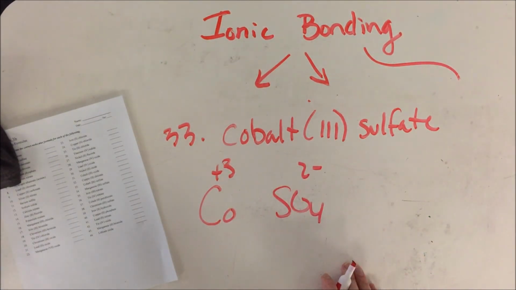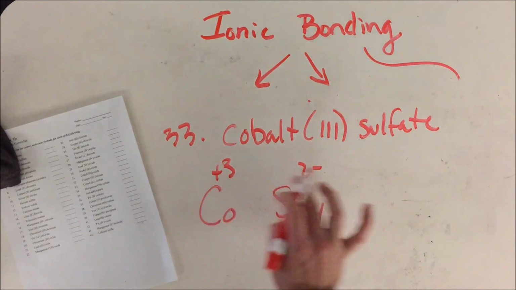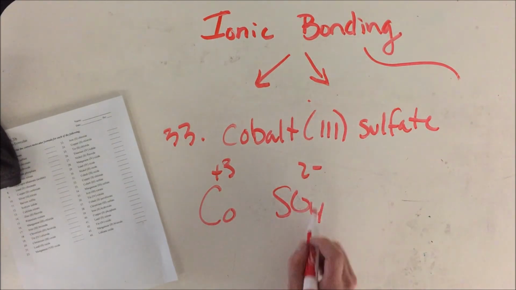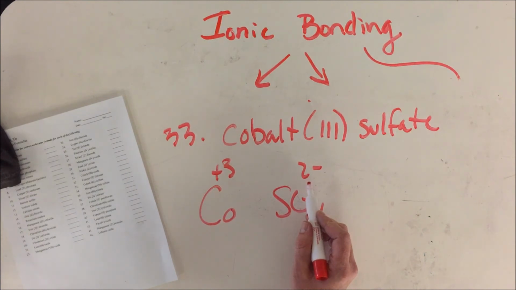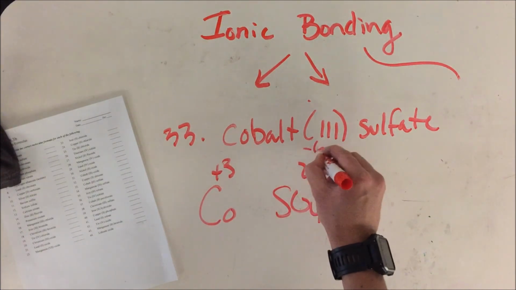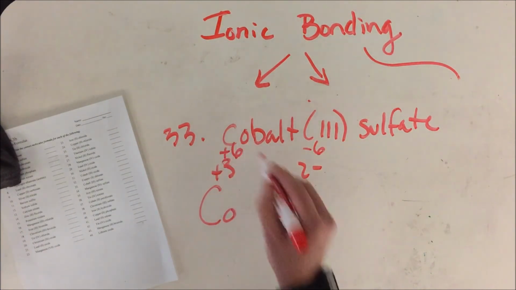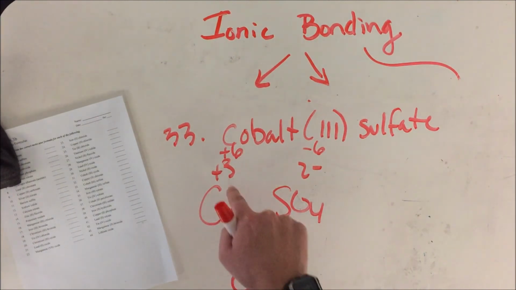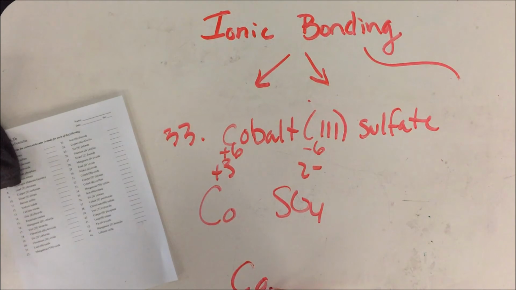Now, 3 and 2 do not cancel each other out. +3 and -2 do not give me a net charge of 0. So I have to go with my least common multiple of these two, which would be 6. Now, there's a little faster way to do this, but I'll show you that in a second. So I need technically a -6 and a +6 ultimately, right? So Co, what times +3 equals +6? 2.